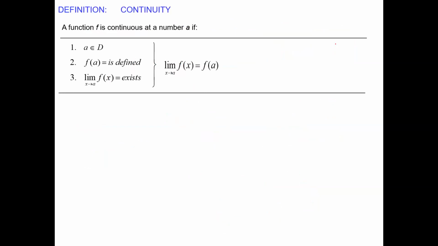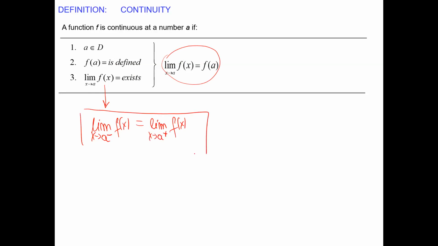Okay, continuity, I think I mentioned this a couple of times. Function f is continuous at the number a if a is in the domain and the value is defined, and then the limit exists, and the limit is the same as the value. Also, for the limit to exist, sometimes we have to check that the limit from the left-hand side must be the same as the limit of the function on the right-hand side. If the limits are the same, then the limit exists. And if the value is the same, the function is continuous.